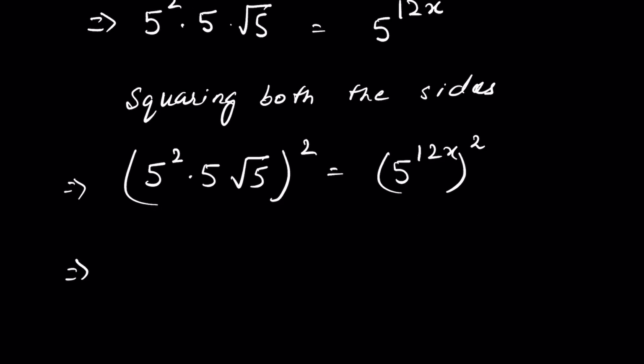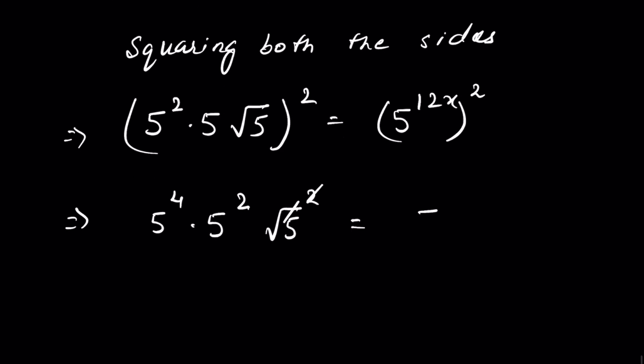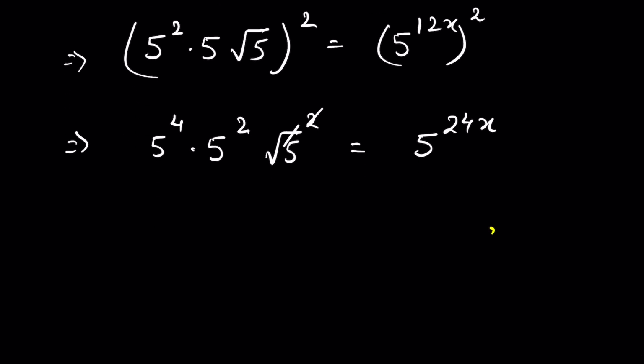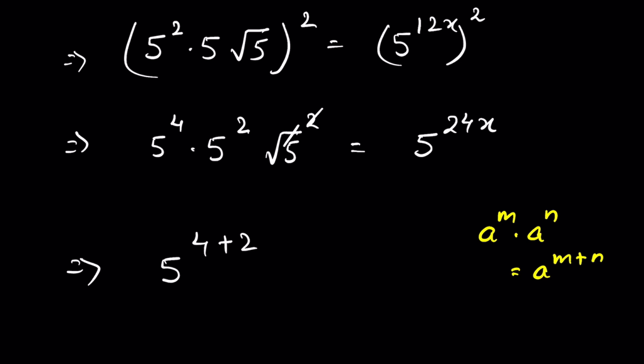So this is now 5 raised to the power of 2 times 2 is 4. Then 5 raised to the power of 2. Then square root of 5 raised to the power of 2. This gets cancelled with the square root, is equal to 5 raised to the power of 24x. Now there is an identity where a raised to the power m times a raised to the power n is equal to a raised to the power m plus n. Therefore, this is equal to 5 raised to the power 4 plus 2 plus 1, because here 5 raised to the power 1 is 5, is equal to 5 raised to the power 24x.